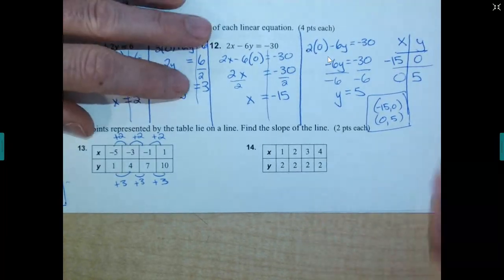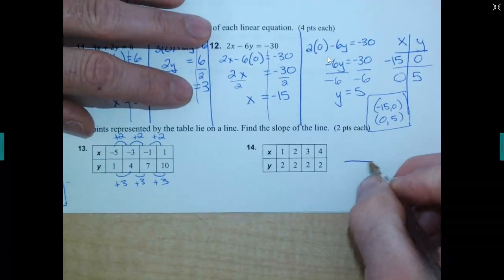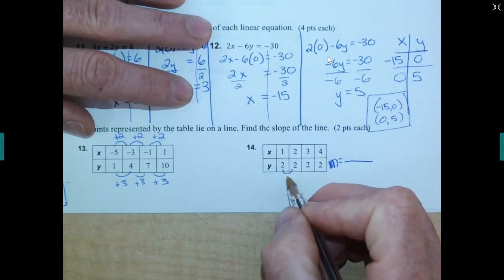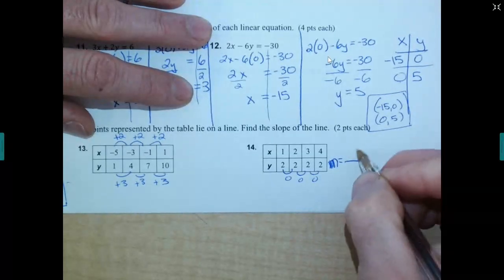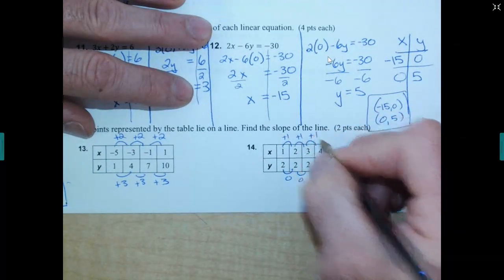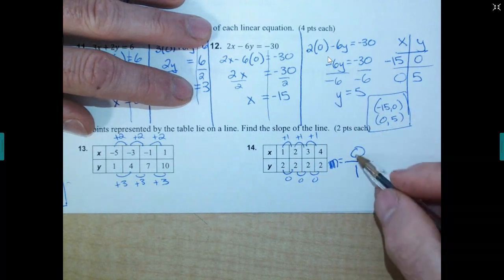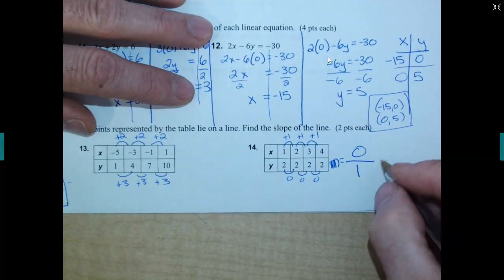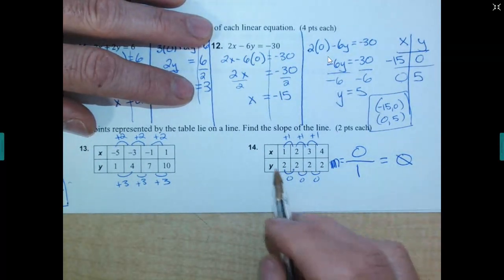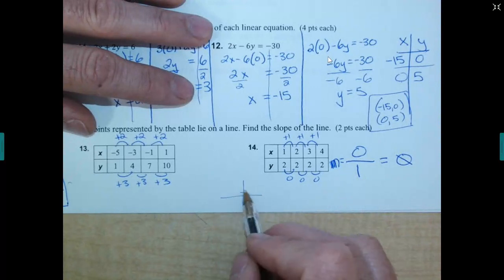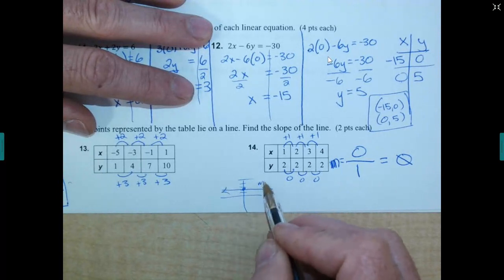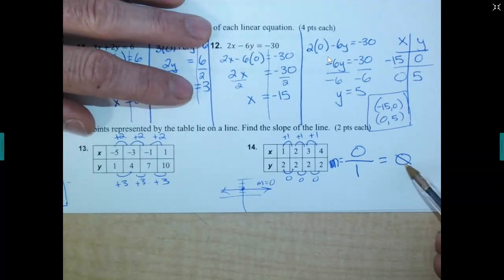All right, now let's check 14. So we have our y over x. So our slope equals change of 0, 0. So I have 0 over plus 1, plus 1, plus 1. 0 over 1. What is 0 over anything? Well, we have a slope of 0. If you notice, our y value is 2. So this is actually a horizontal line, which has a slope of 0. But we already knew that because we had 0 over 1.